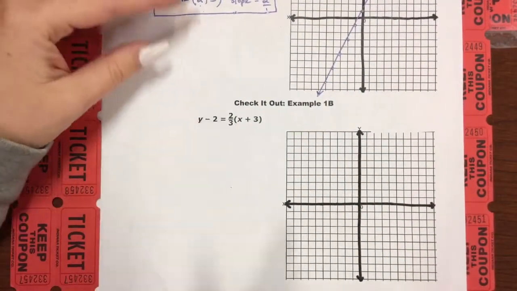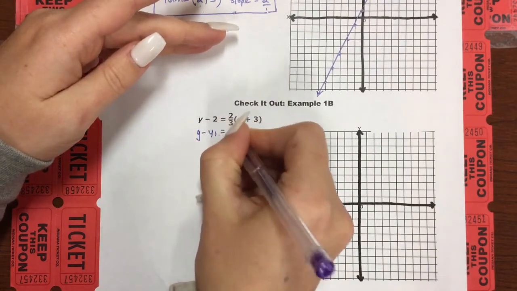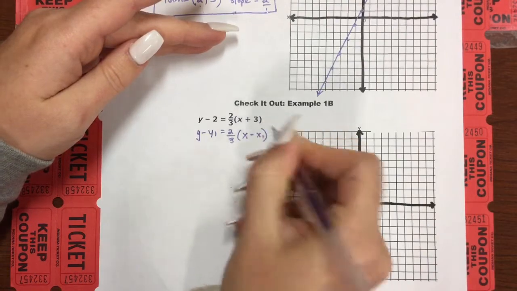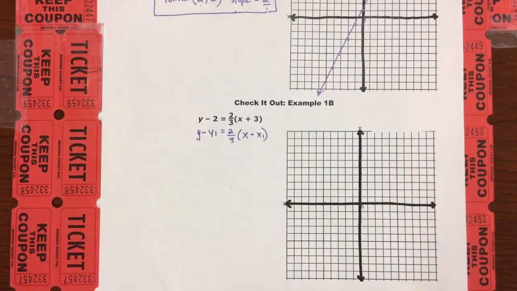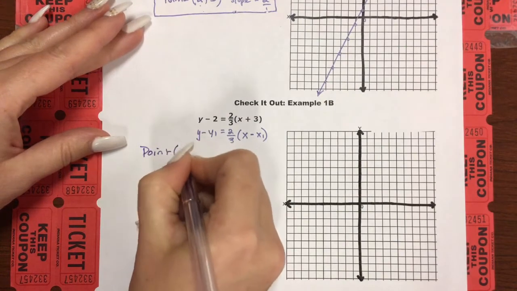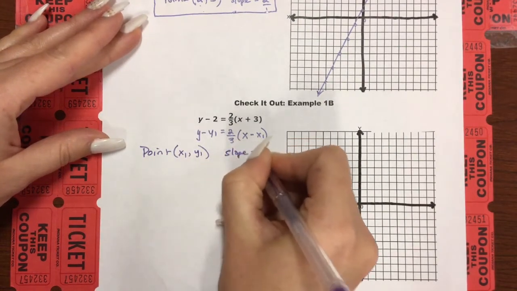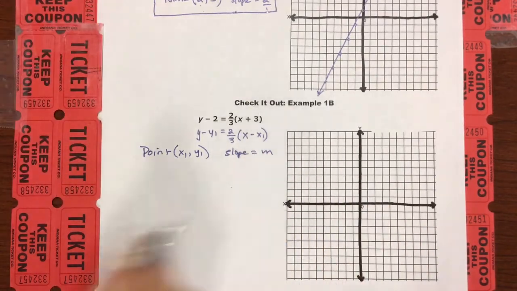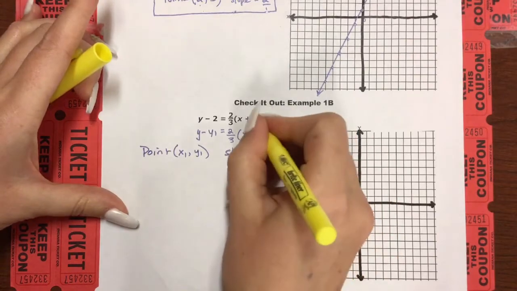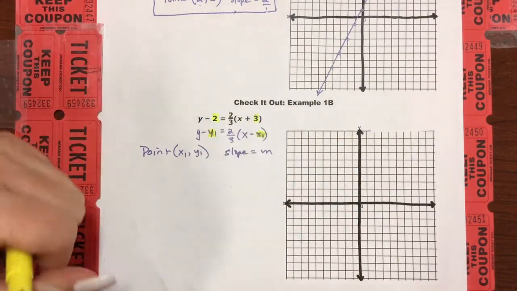All right, we have this equation. We've got to find the point, find the slope. I'm going to write my equation here in point slope form. Okay, where's my point? My point is going to be x1, y1, and my slope is going to equal m. So my x1 is here, which means my x1's there. My y1 is here, which means my y1 is there.